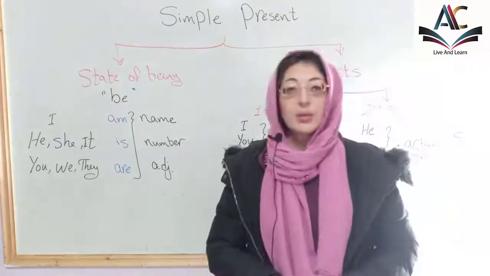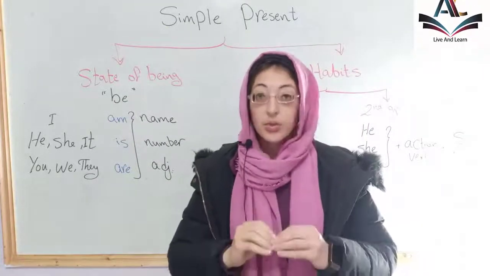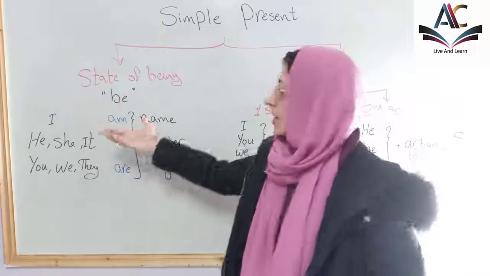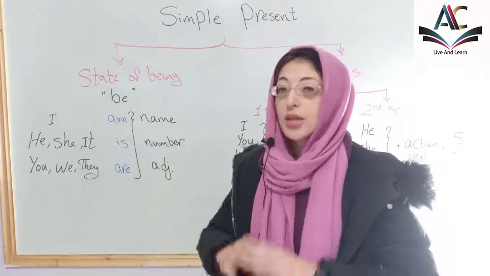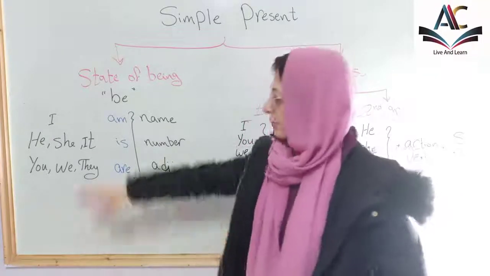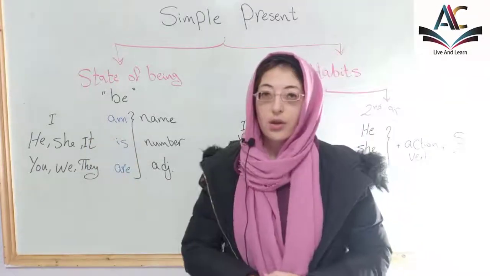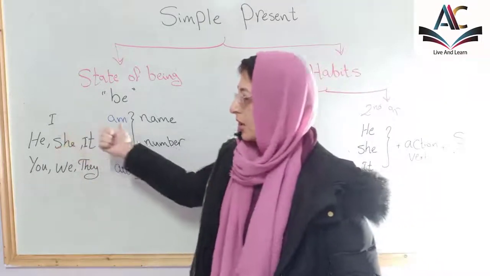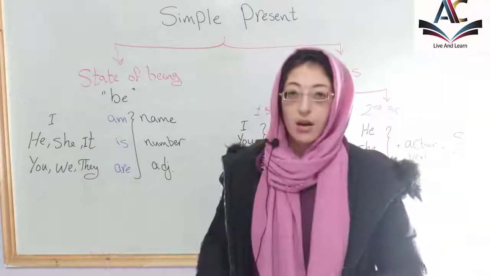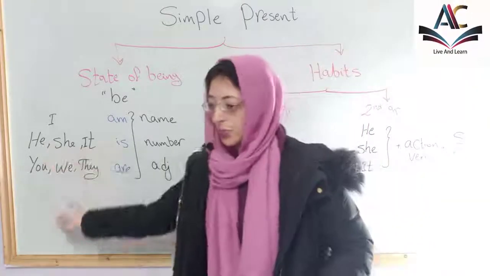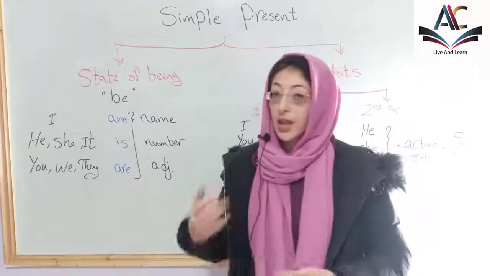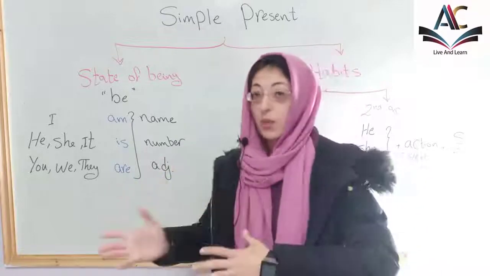First of all, we use be. And remember, in simple present tense, you're only allowed to use just one verb. And here, in the state of being, you're just using verb be in its present form. We have am, is, and are. And remember, we use I with am, he, she, and it with is, and you, we, and they with are. So here we have the pronouns, and after the pronouns we have the main verb, which is am, is, or are according to your pronoun.